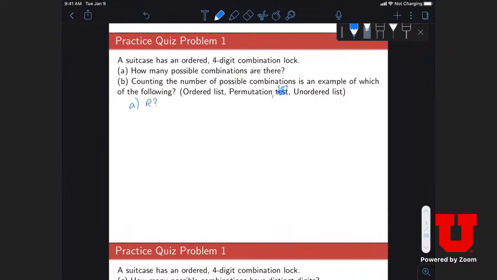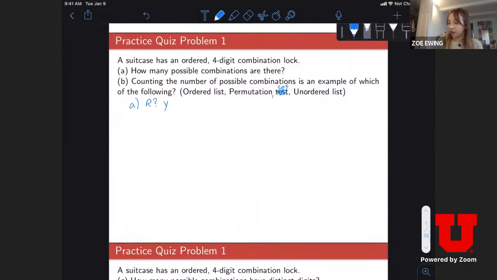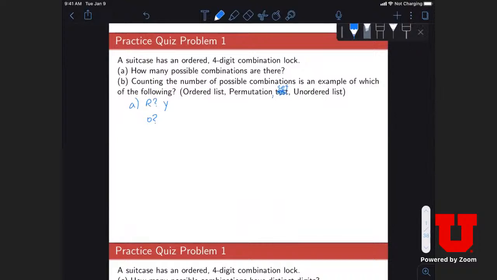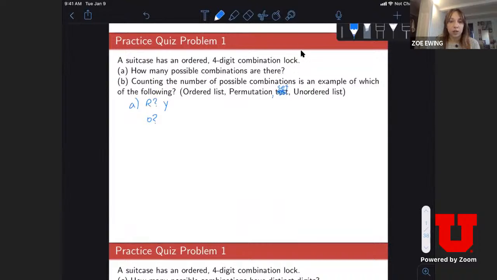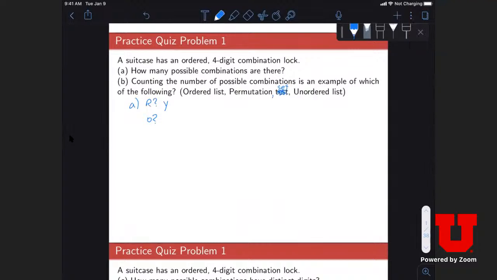Yes, you can. Yes. And then does the order matter? No. Can you explain why? No, I guess it does matter.